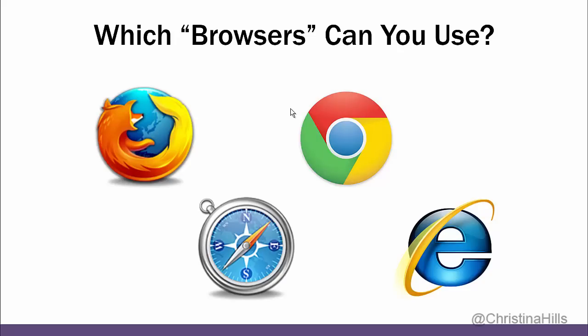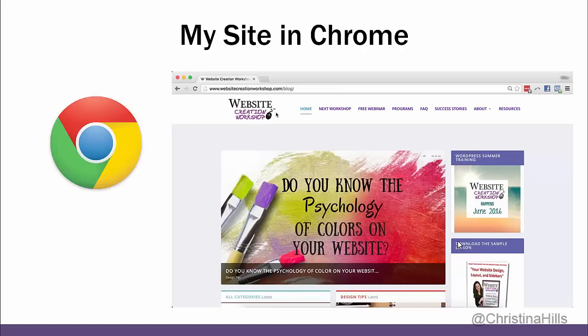All right, so there are different browsers you can use, and there's more than these. So these are the logos of the different browser companies. There's Firefox, Chrome, Safari, and Internet Explorer, which is being phased out and replaced by something called Edge. So when you're looking at your site, either your own site if you're going to build your own site or anybody else's site, sites can look slightly different in different browsers. So this is Chrome. This is my website, the websitecreationworkshop.com. This is my blog in Chrome.